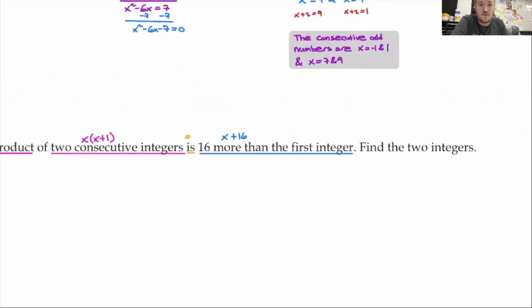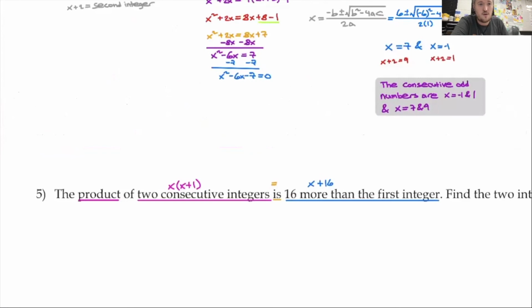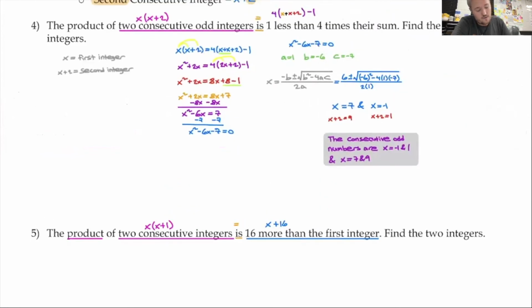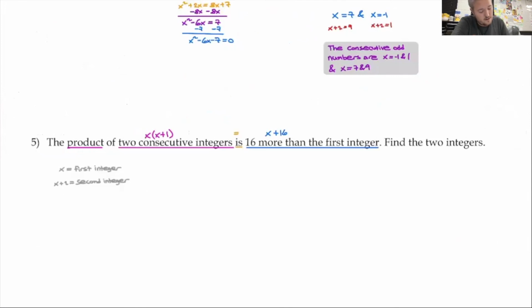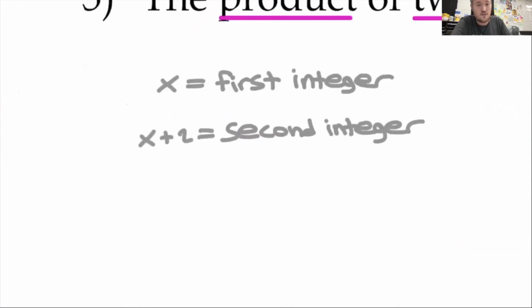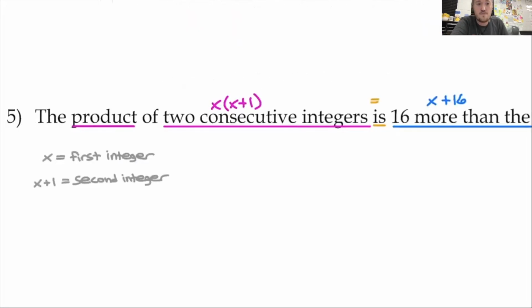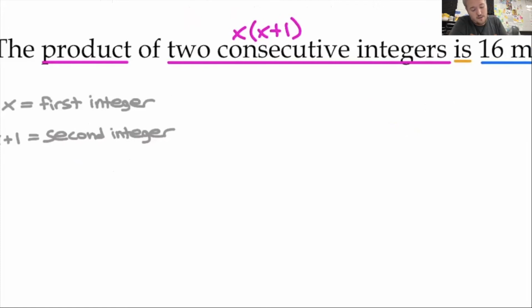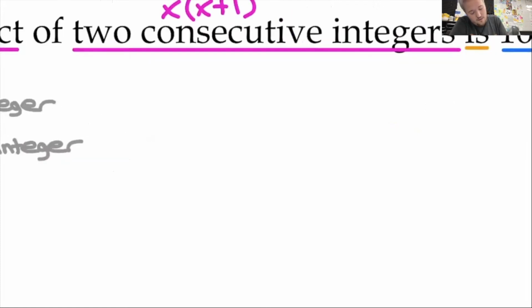And then we want to find the two integers. So up here where I did x is the first integer and x plus 2 is the second, I'm literally just going to copy that down here. The only change you have to do is instead of x plus 2, it's going to be x plus 1. It's the only difference. All right, so now I'm going to go ahead and set up and solve. So x times x plus 1 is equal to x plus 16.